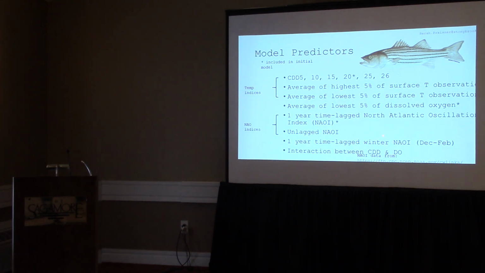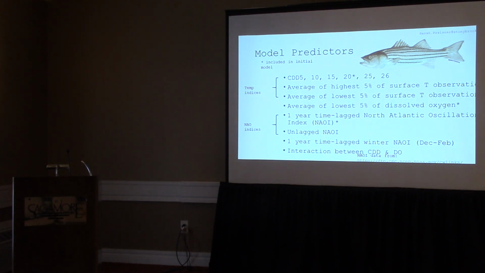And then I created 3 NAO indices, these 3 here. A lot of studies will lag the NAO by 1 year to examine its impact in the future. So I created a 1-year time lagged index from NOAA. You can get all of these data. They have this index value for every day. The 1-year time lag index is the average of every day in the time series for that year class. Then there's an unlagged index, which of course is the actual day. And then there's a 1-year time lagged winter index that's looking at the winter before.